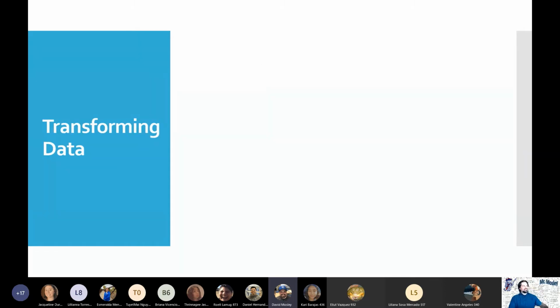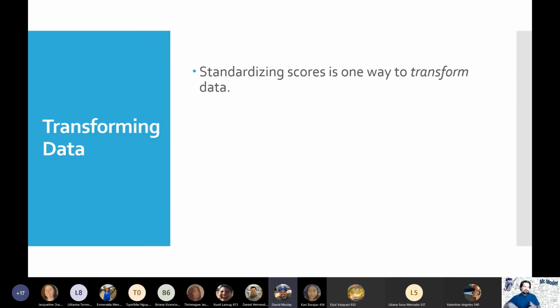All right, so next we're talking about transforming data. We've already seen a transformation of data, and that's with the standardizing scores. This is one way to transform our data. We're converting it from a test score in our previous example to the standardized score, which really makes it relative to the mean, right? How far from the mean is my score?